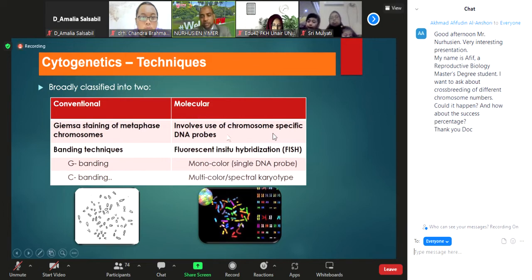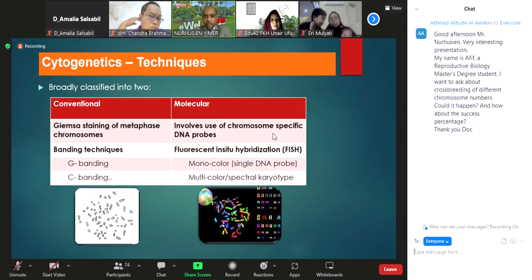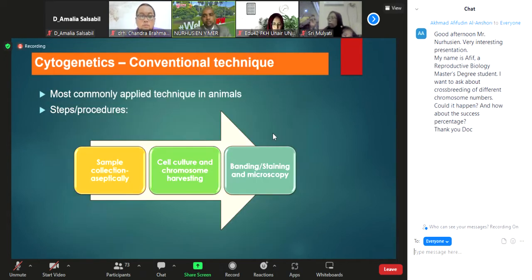And the molecular aspect actually involves the use of chromosome-specific DNA probes, specific to each of the chromosomes. These days, commercially, there are different types of chromosomal DNA probes available, so you have to utilize that. One of the common techniques under molecular cytogenetics is fluorescent in situ hybridization, abbreviated as FISH. So we have monocolor, multicolor, or spectral karyotype types of the FISH technique. You can see the chromosomes differentiated by different fluorescent colors based on the probes that you use during the procedure.